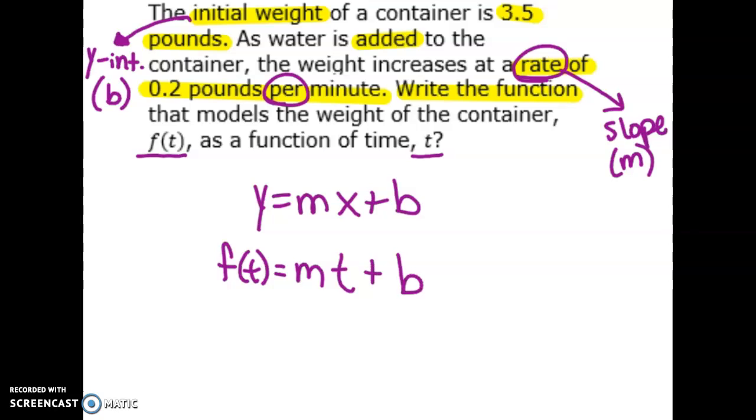So now all you need to do is replace the m and the b with the values that you found in the word problem. Okay, so think about that. When you see words like increases or added, that tells us that it's going to be positive and not negative. Okay, so go ahead and give it a shot. Try and write this equation again and see what you get this time.